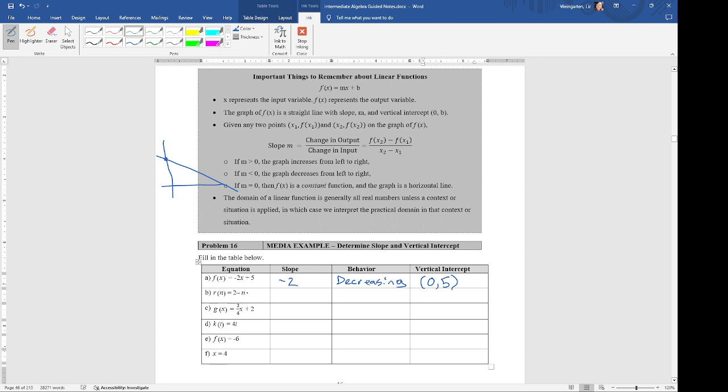Looking at letter B, what is attached to our input? Our input is n. There's nothing there. But you can kind of imagine that there's a 1, right? There's always a 1 attached to a number. So it's a minus. Therefore, it's a -1. We could rewrite this as -1n plus 2. So we know that the number attached to our independent variable, our input, is a -1. So the slope is -1. Because the slope is negative, it's decreasing again.